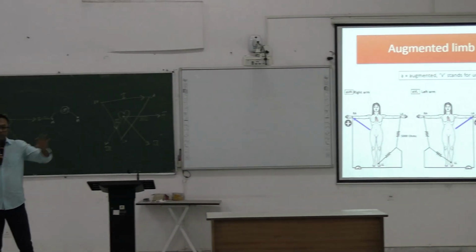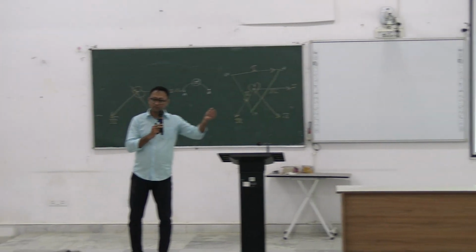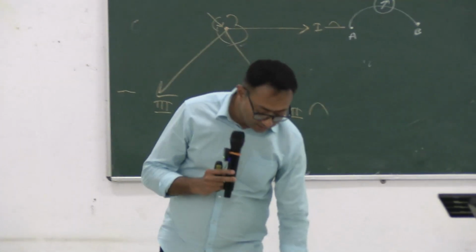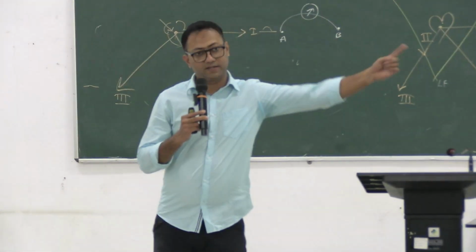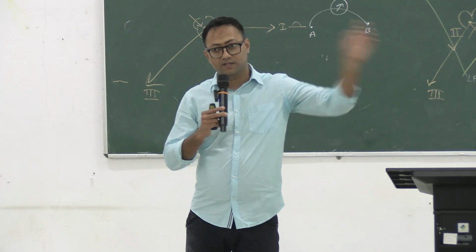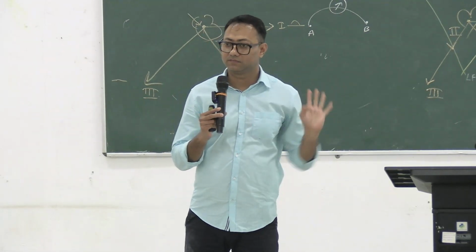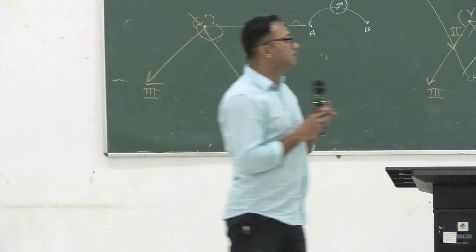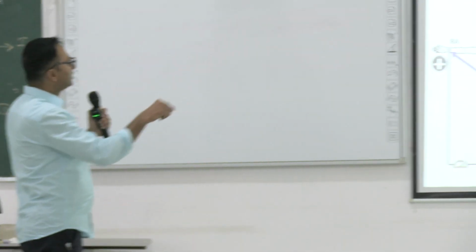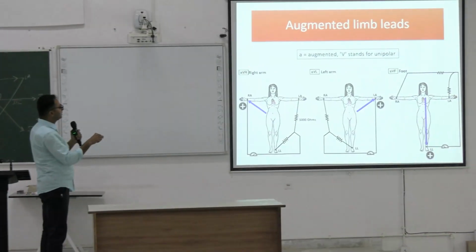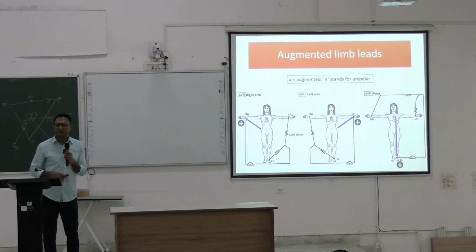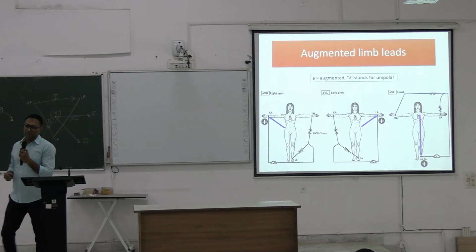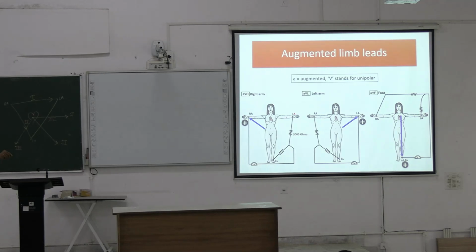So take a copper wire and put it on the left arm, and another copper wire on the left leg. Wrap both copper wires together with black tape, and that is one terminal. From that terminal to the right arm, this is your AVR. If you write it in formula, AVR is equal to RA minus (LA plus LL) by 2. You agree?